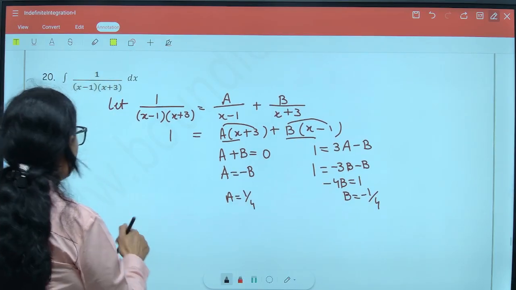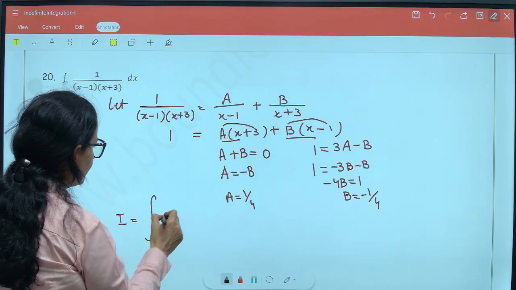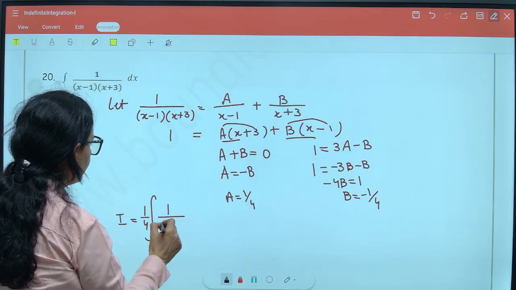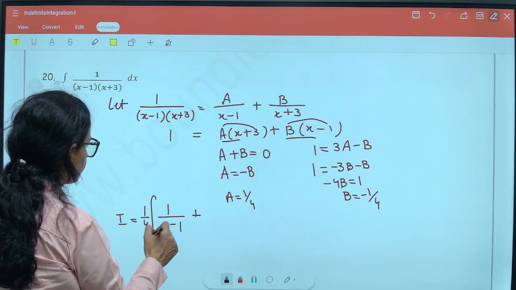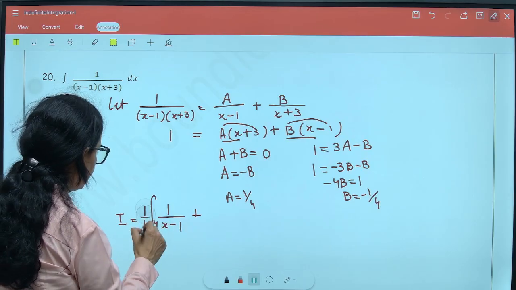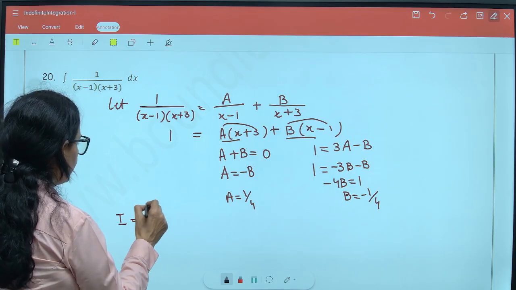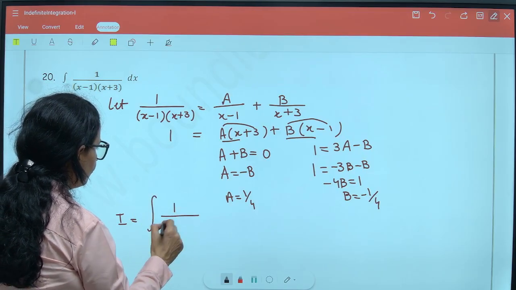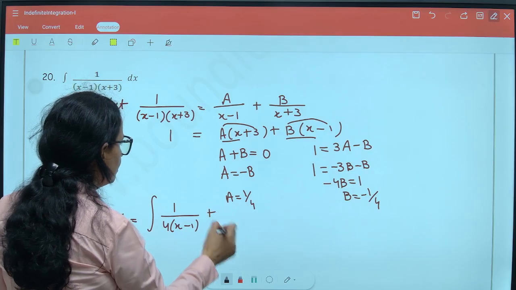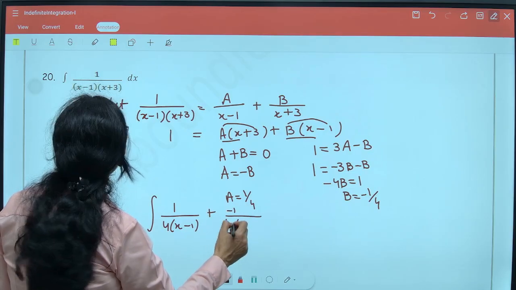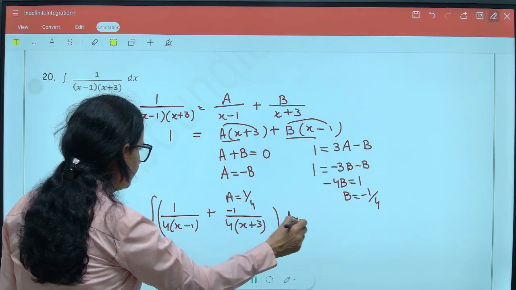That means my entire integrand can be written as the integral of a upon x minus 1. So a is 1 by 4, I will take 1 by 4 out. 1 upon x minus 1 plus, or let me write it inside only for now because I have b also. So b might not have the same numerator or denominator. So it is 1 upon 4 into x minus 1, and the next partial fraction is going to be minus 1 upon 4, and this is x plus 3. Entire expression in brackets and then dx.